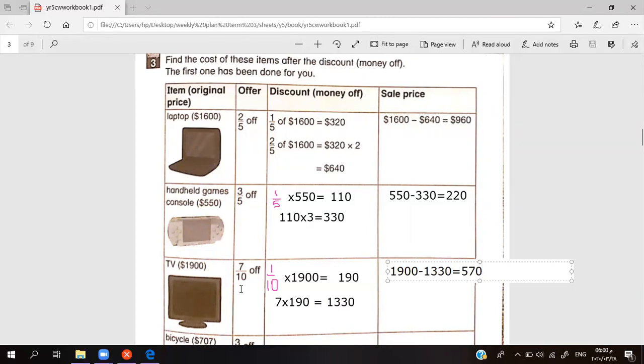Now I need you to pause here and find how much the bicycle will cost after the discount. Pause it, answer it, and then hear me. Unpause and listen to how we do it.